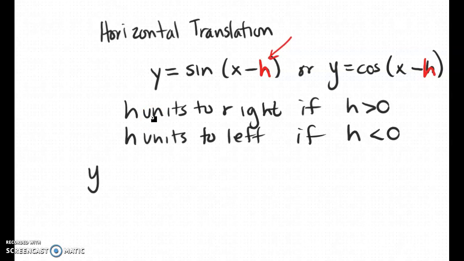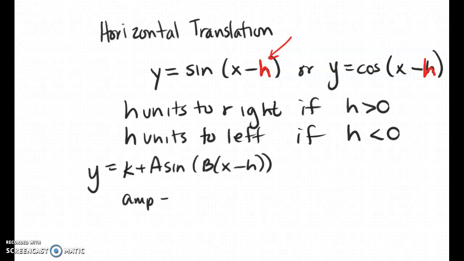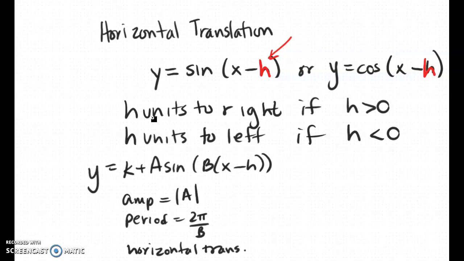So in summary, if you have y equals k plus a times the sine of b times x minus h, the amplitude is equal to the absolute value of a. The period will be 2 pi over b. If there's a horizontal translation, it will be h, and a vertical translation will be k.